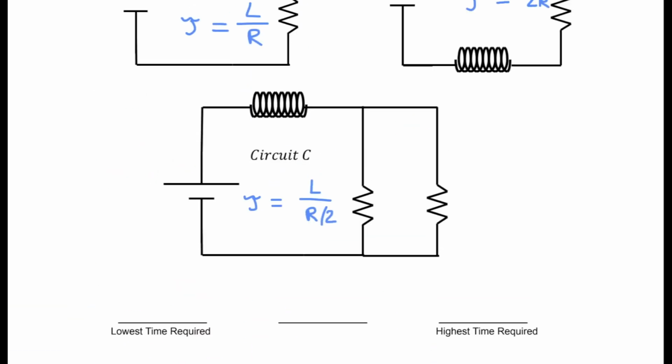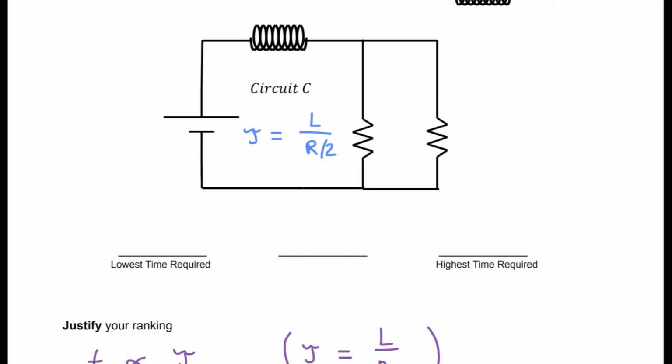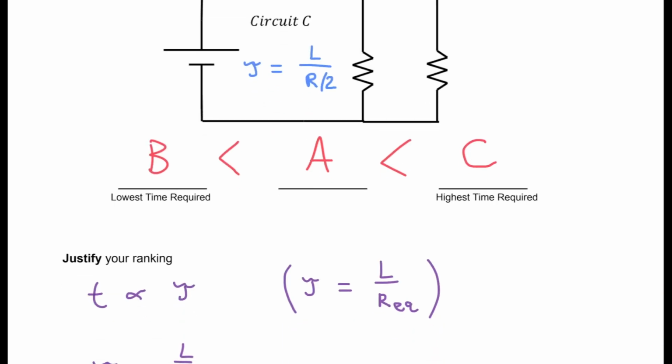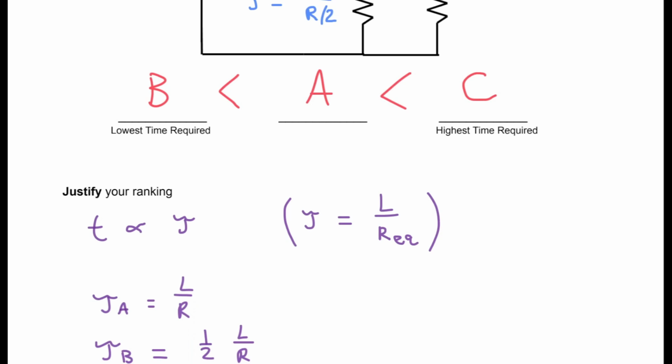So our ordering would be circuit B has the lowest time constant of 1/2 L over R. Then A has 1 L over R. And then C has 2 times L over R. So BAC would be our ordering, because we're just ranking the time constants.